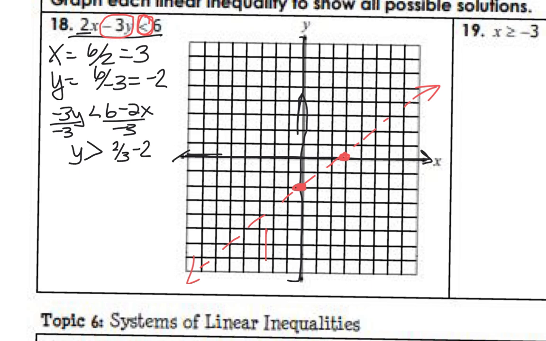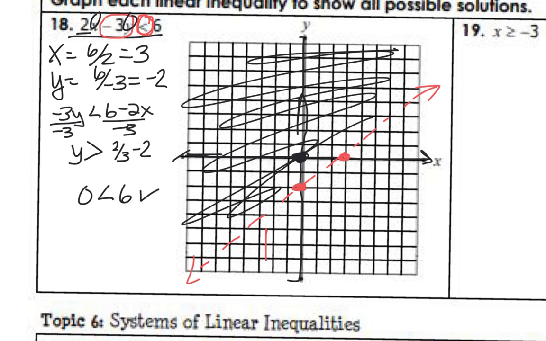Okay? So sometimes just looking to see above or below the line, always do a test point. And I said in class, if 0, 0, your origin is open, it's not on the line, use it as your test point. So I'm going to replace x and y with zeros. So is 0 less than 6? Yes, it is. That's true. So this point is a solution. So that means all of my solutions are over here.